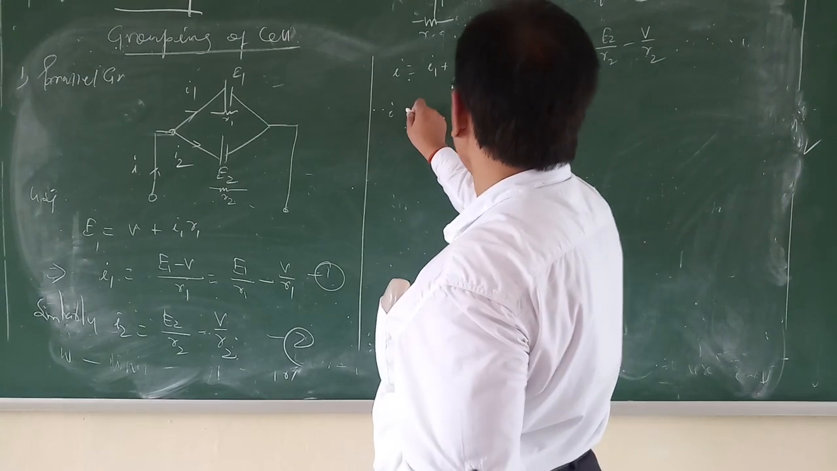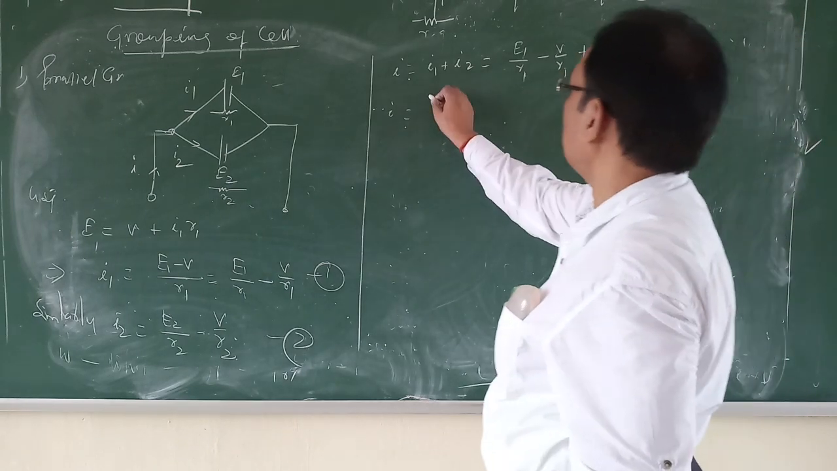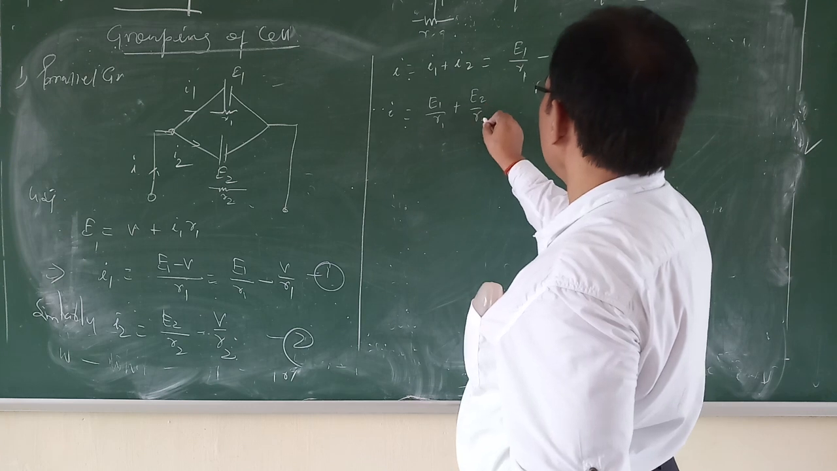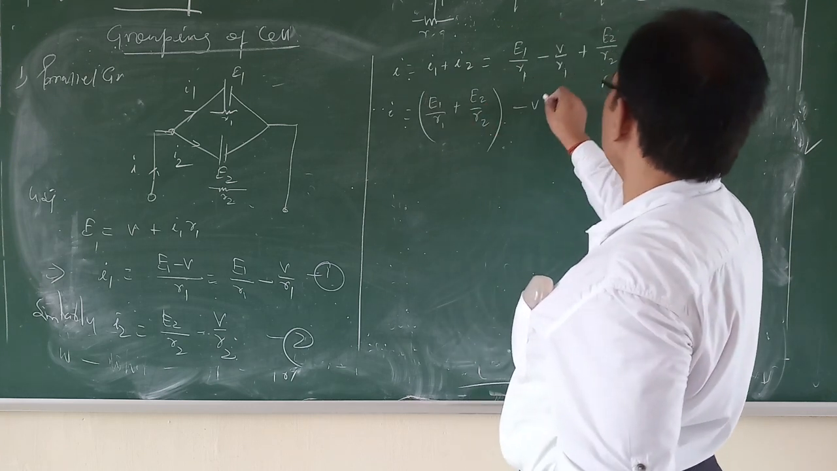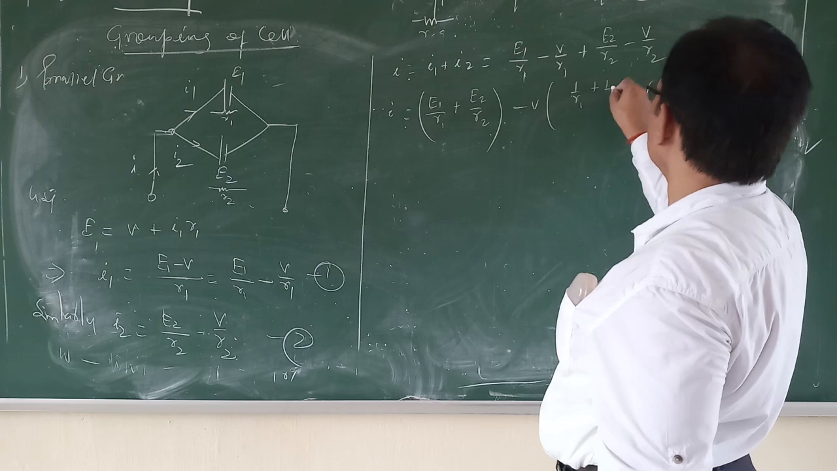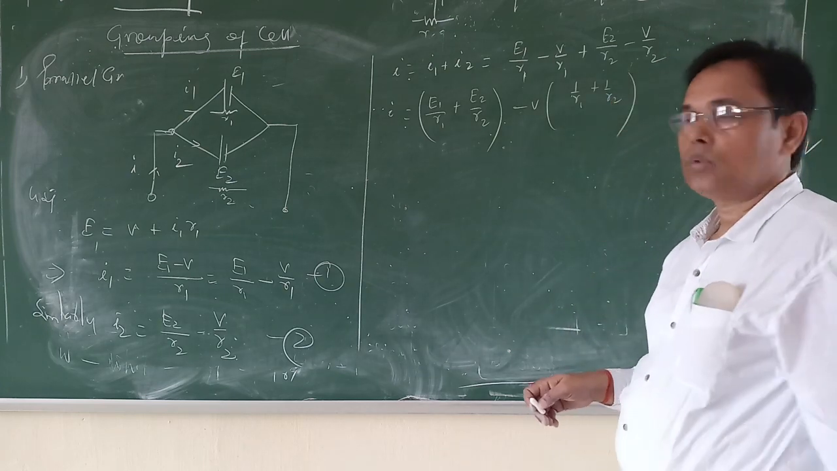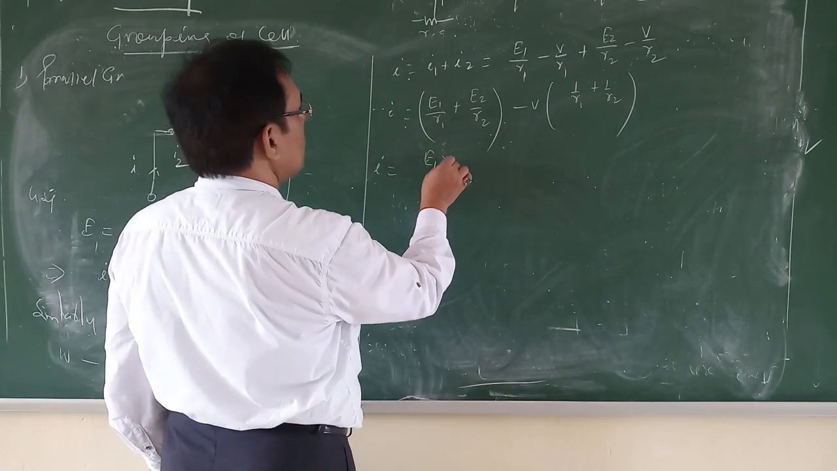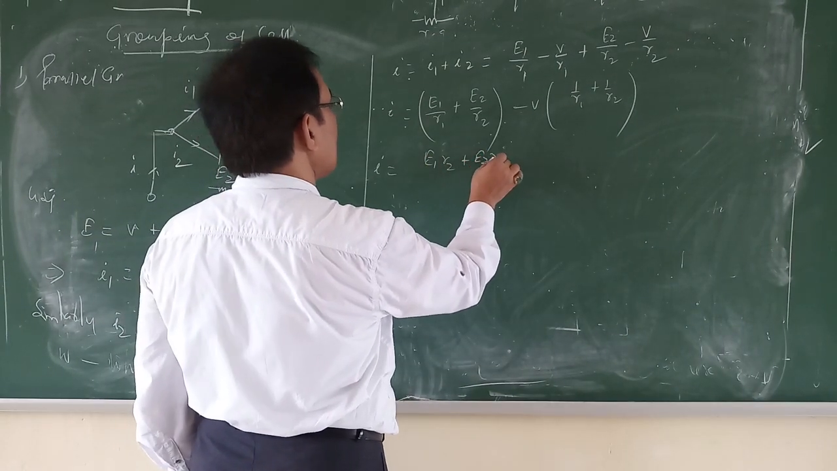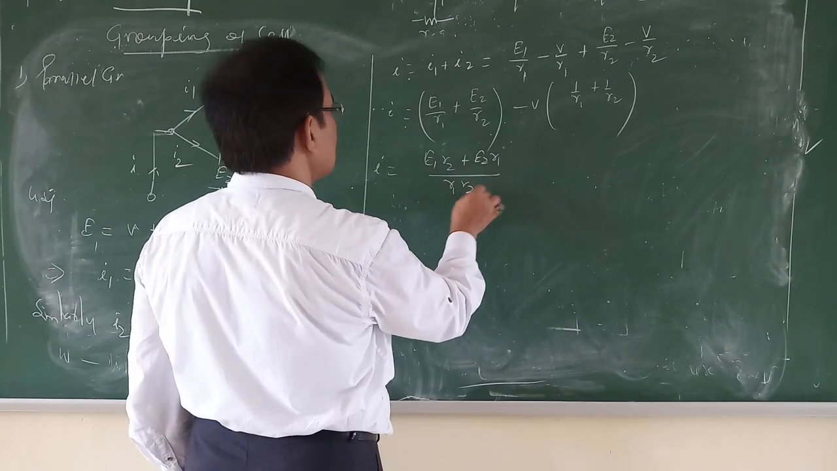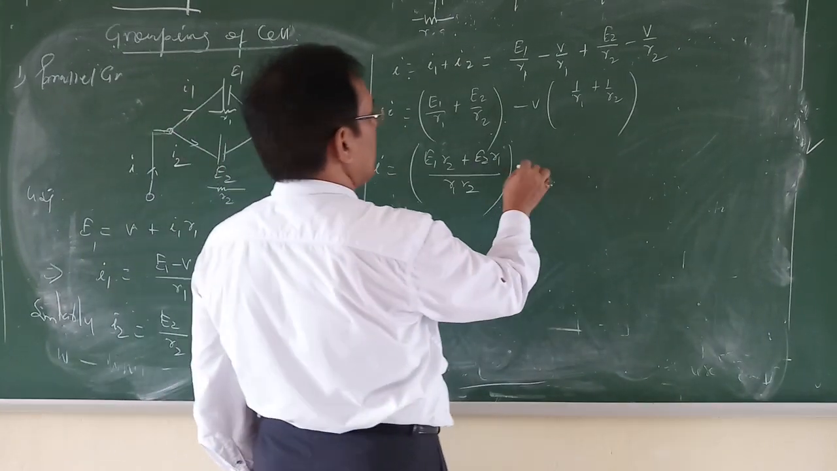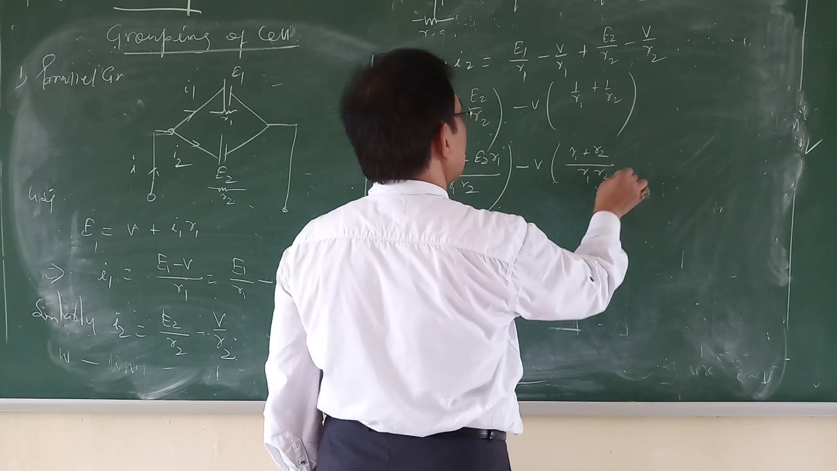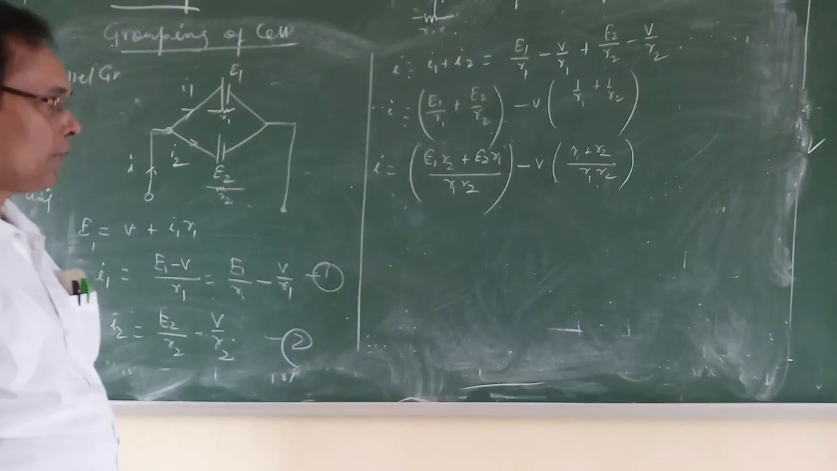So now you can write I equal to E1 by R1 plus E2 by R2, minus V times 1 by R1 plus 1 by R2. So now you can write I equal to E1 R2 plus E2 R1 by R1 R2, minus V times R1 plus R2 by R1 R2. Like that.